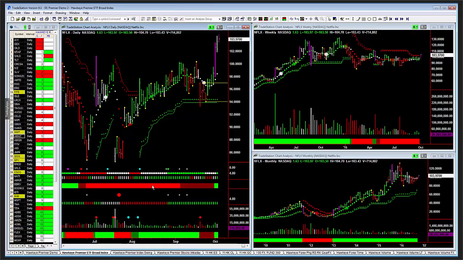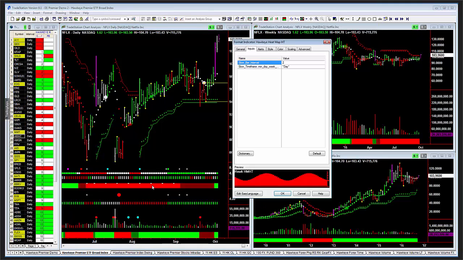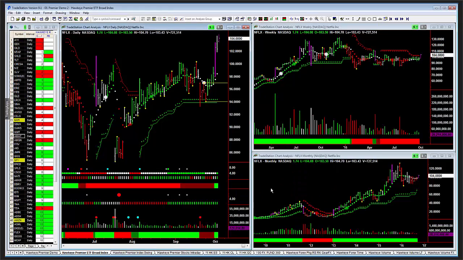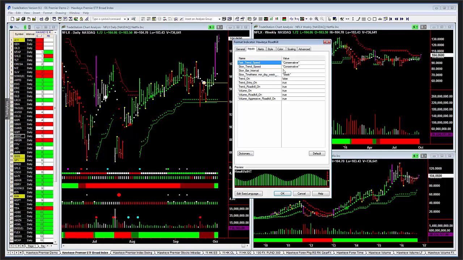And I have a longer term or higher time frame heat map, which is also part of the roadkill package. It is set on a 2-day time frame as well. And then my third time frame, I have set up as a 1 week. So on my daily chart, I am looking at a daily, 2-day, weekly setup for trade entry and management.